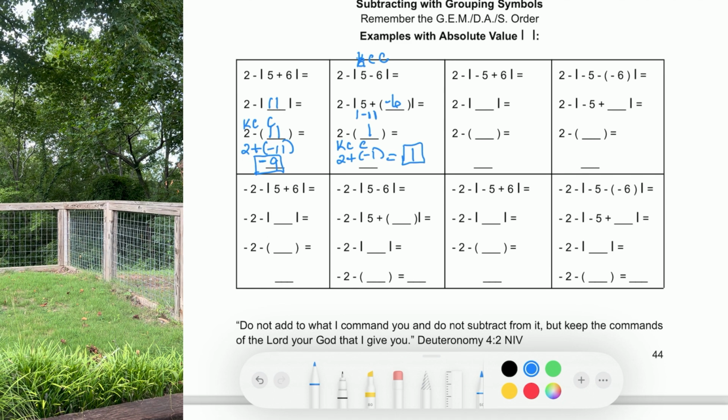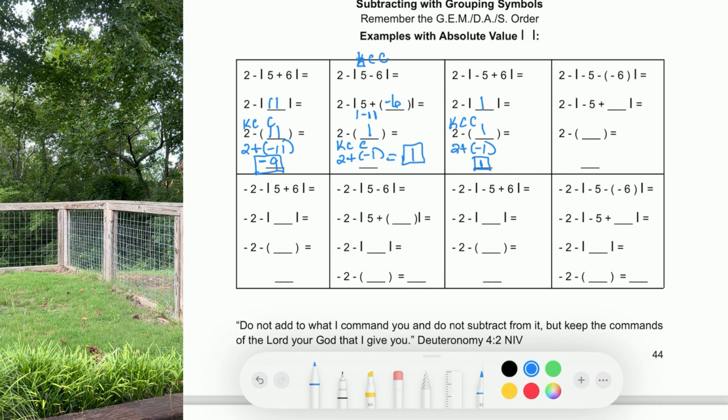All right, let's look at the next one. -5 plus 6. That's a 1. Bring it out, it's a +1. Keep it, change. So that's going to become 2 plus -1. Well, we know from the previous problem, that actually gives us a +1 as an answer. So even though these problems were slightly different, they ended up with the same answer because of the absolute value sign.